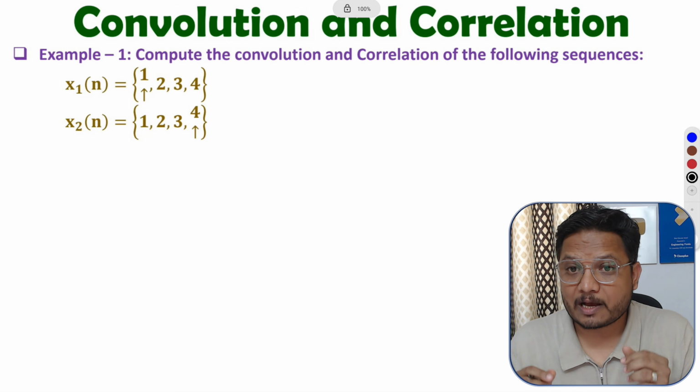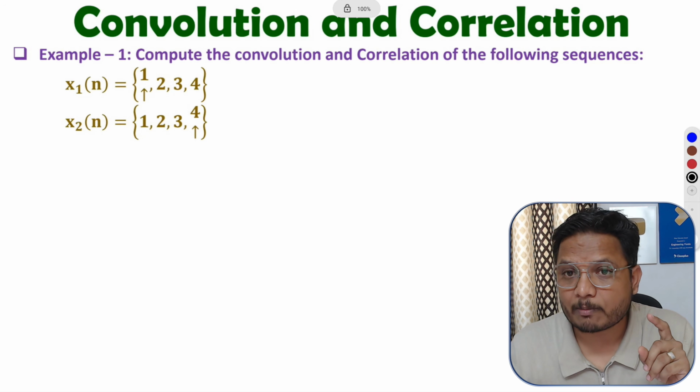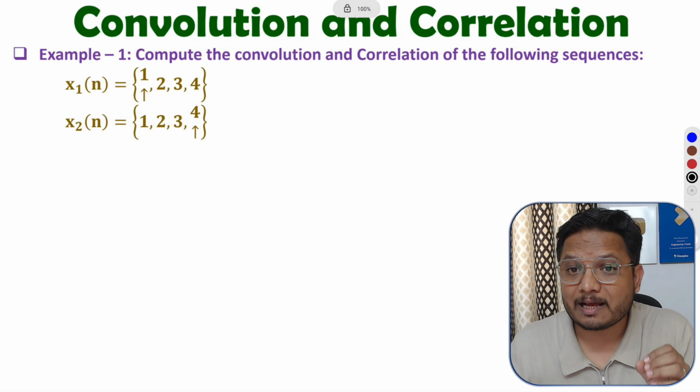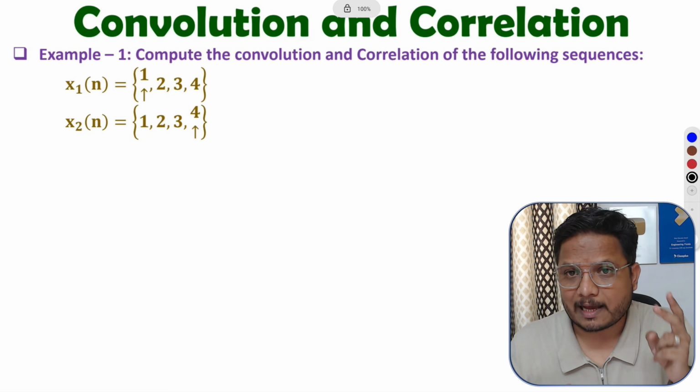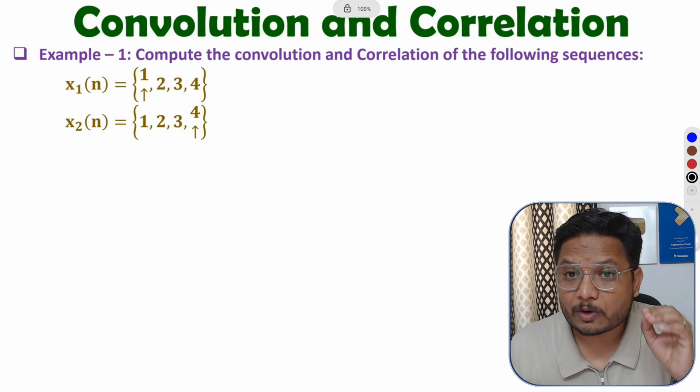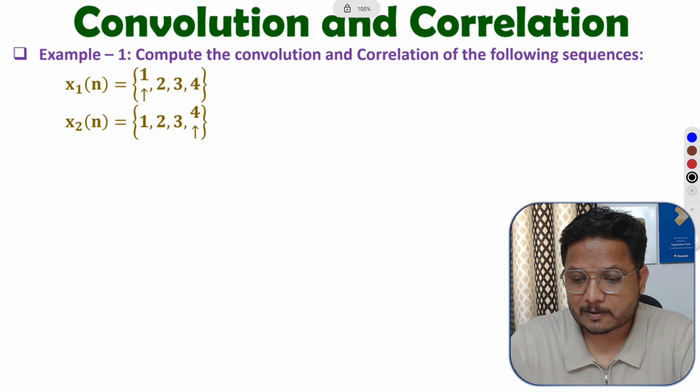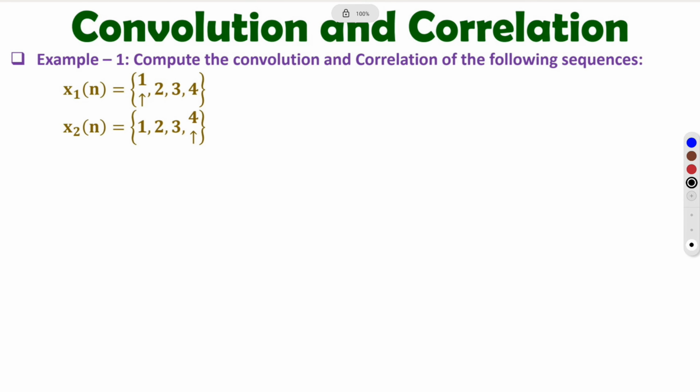In this video, I will solve one very interesting problem based on convolution and correlation. So in this video, I will solve convolution of two signals as well as correlation of two signals. So let us start this video with understanding of the question first. Here we have two sequences and we need to compute convolution and correlation of these two sequences.